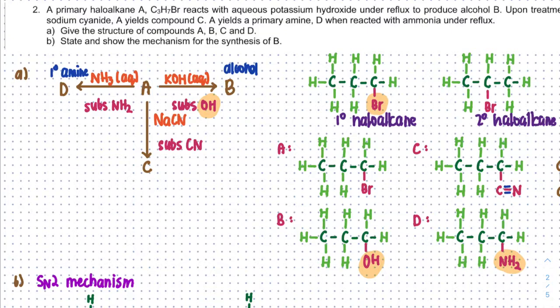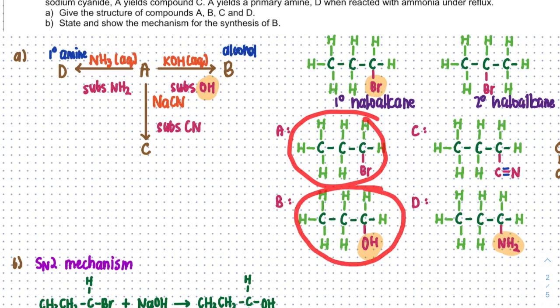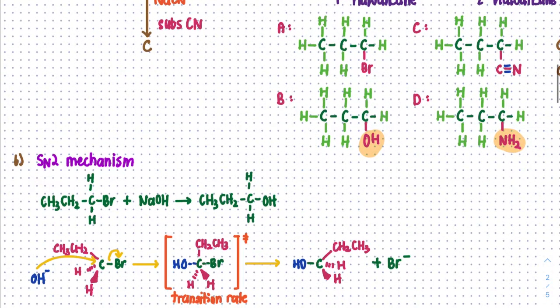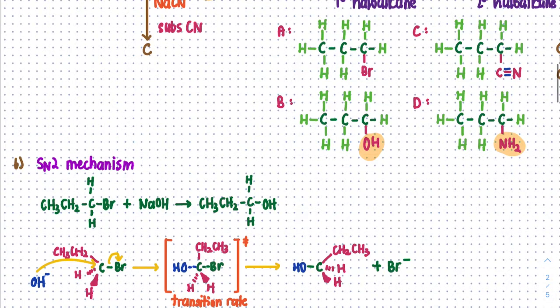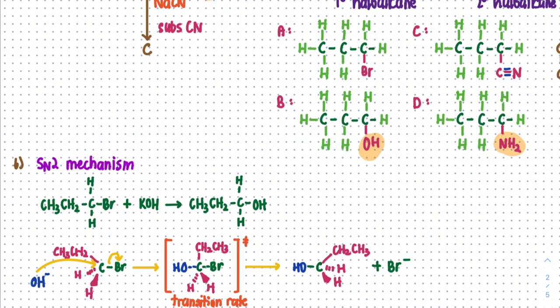Next one. Here it mentioned to state and show the mechanism for the synthesis of B. So for the synthesis of B, we want to show the reaction from our haloalkane to our alcohol. From the equation itself, it's not NaOH, here it's actually potassium. So from this reaction, I'm just going to write down the reaction equation. So we're going to draw the structure itself.